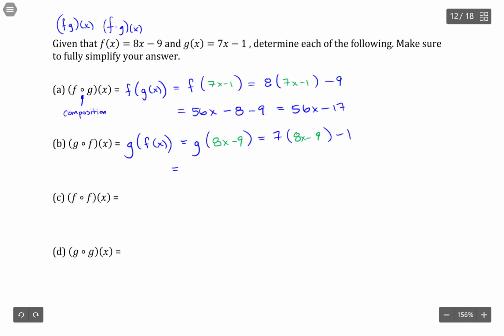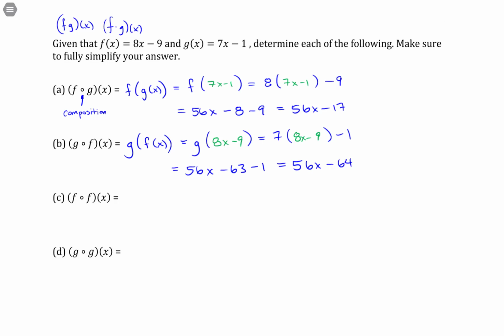So this becomes 7 times 8, which is 56, and of course 56x because of the variable. And distributing the 7 into the parentheses, I now have 7 times 9, and 7 times 9 is 63, so this is negative 63, then minus 1. So the final answer I get is 56x minus 64, which is different from what I got with the reverse order of composition.